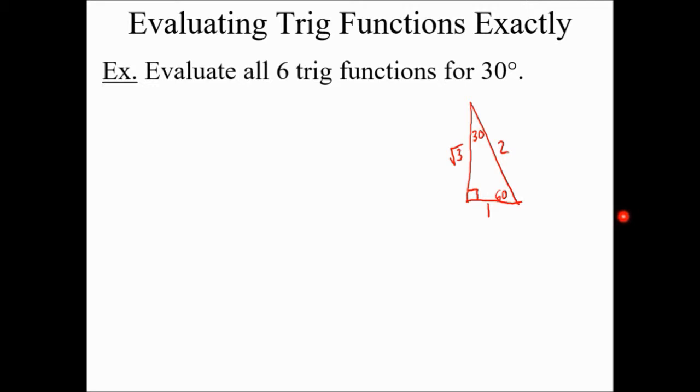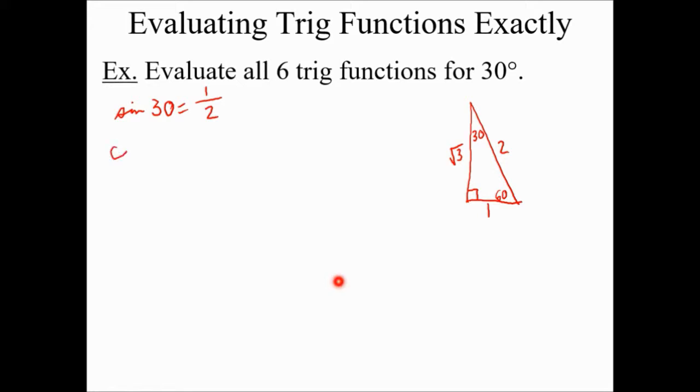Now, we could also use the one that had the x's in it, right? X, 2x, and radical 3 times x. But it's not necessary. We can do this for any of these triangles. And so to find the sine of 30, again, remember sine is opposite over hypotenuse. So for that 30 degrees, the opposite side is 1, hypotenuse is 2. So the sine of 30 is 1/2.